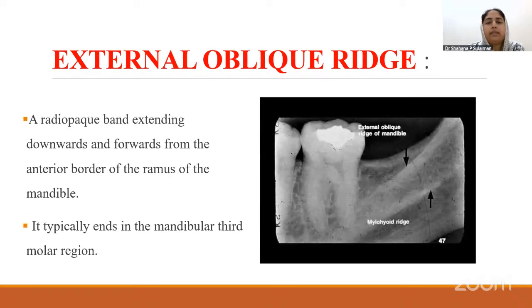Now we have the external oblique ridge. The external oblique ridge is a continuation of the anterior border of the ascending ramus of the mandible up to the distal aspect of the third molar region. It is seen as a thick radiopaque band extending downwards and forwards from the anterior border of the ramus towards the distal aspect of the mandibular third molar region.